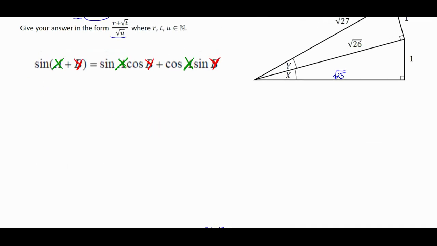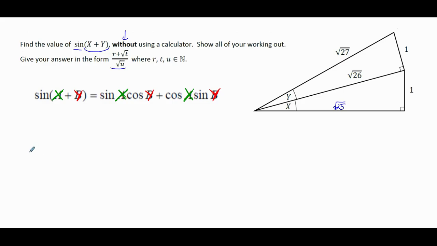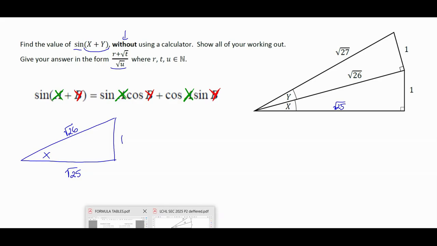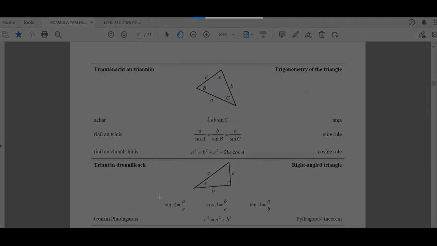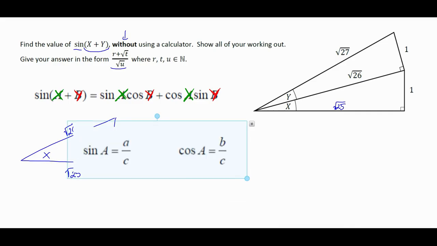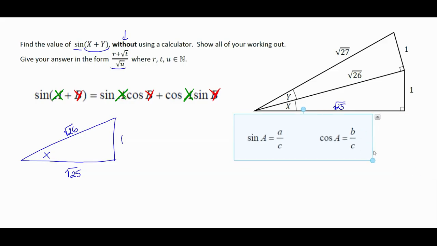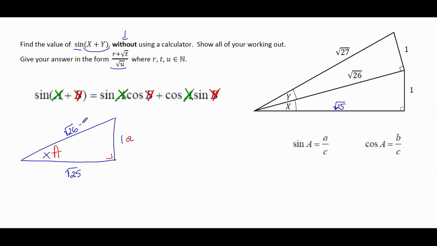Well, we know it's a trigonometric ratio, isn't it? Right-angle triangle. So let's consider first our first triangle. This is my X, this is 1, this is square root of 25, and this is square root of 26. So for sine and cos, we go to the table, page 16. That's our sine and cos formula. That's our angle, so that's our A side. Opposite is small a side. Opposite the right angle is C. And therefore the remaining one is B.